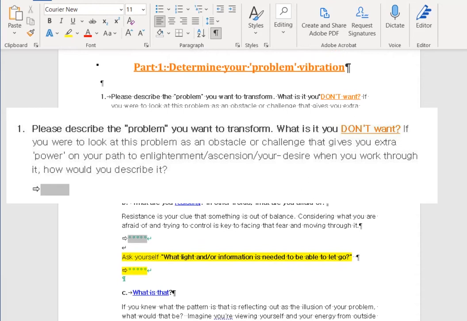So if you were to verbalize the problem, how would you do that? We have it in the back of our mind that we're working through this problem, and it doesn't have to be any different than if you were just stating the problem, but with this problem at the back of your mind, what would you call it? What is it you don't want? How do you want to describe it?